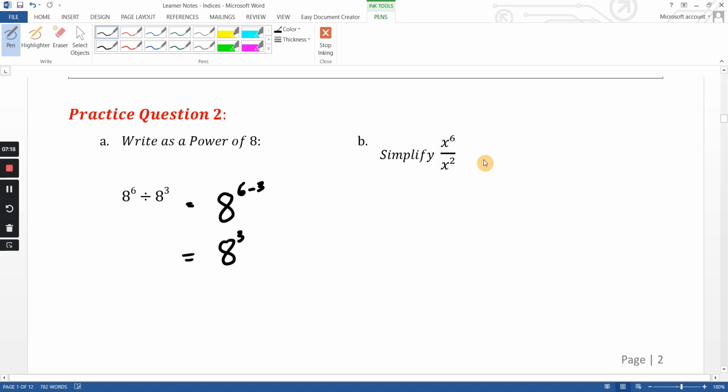Next one. Again, don't let this put you off. That line just means divide, doesn't it? So again, it's the same rule. You just take away the powers. So it's just x to the power 6 take away 2, which is x to the power 4.